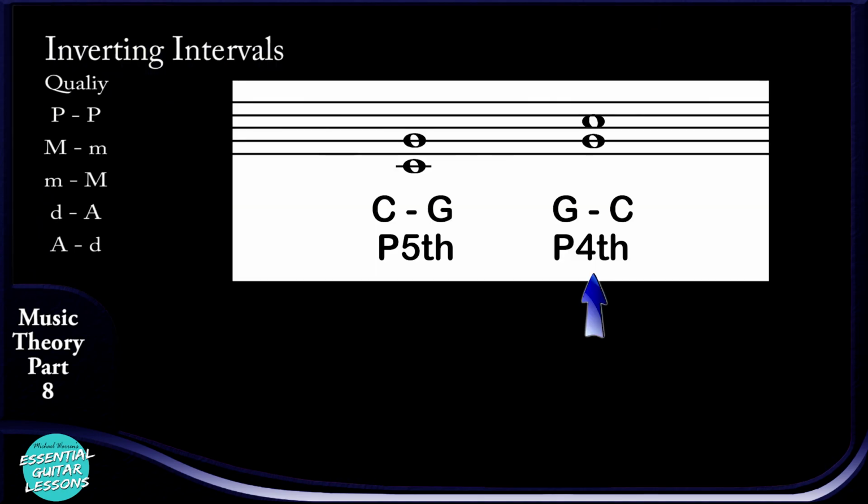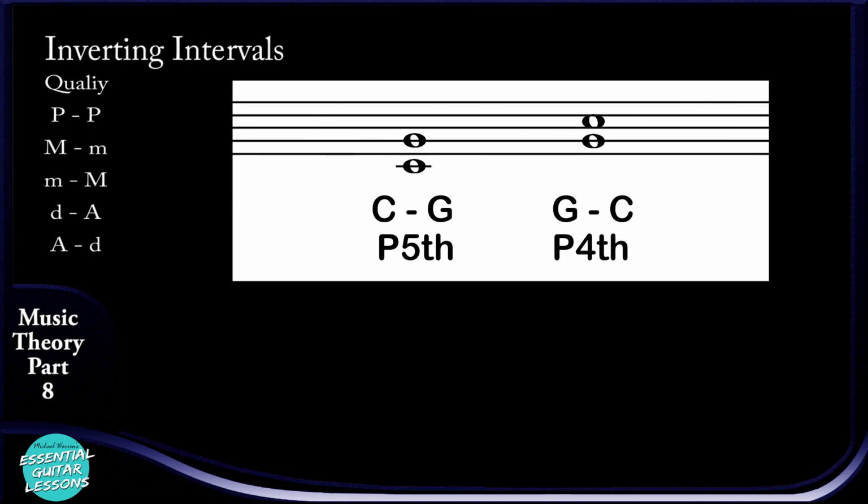So let's do C to G, which we know is a perfect fifth. So we're now going to have G as the lower note, C as a higher note. So as we said, the perfect interval stays the same. It's still a perfect, and because it's a 5, just take 5 away from 9 and that equals 4. So it's a perfect fourth interval, G to C. So you can see the number adds to 9. 5 plus 4 equals 9. So G to C is a perfect fourth.